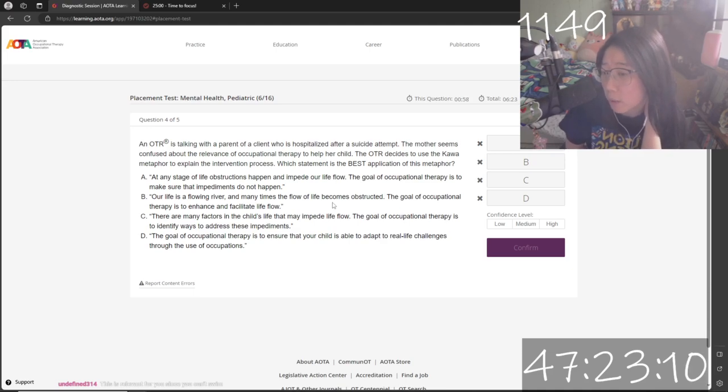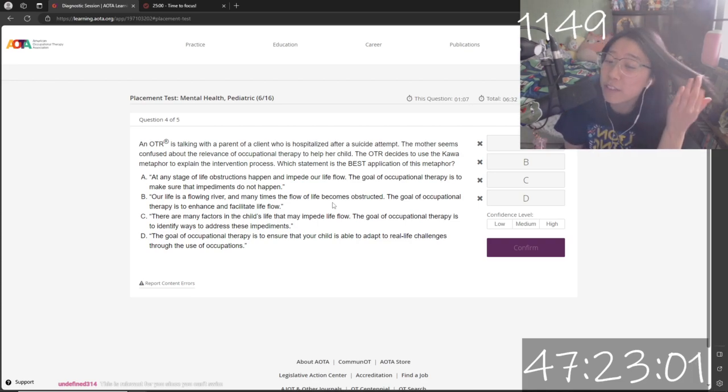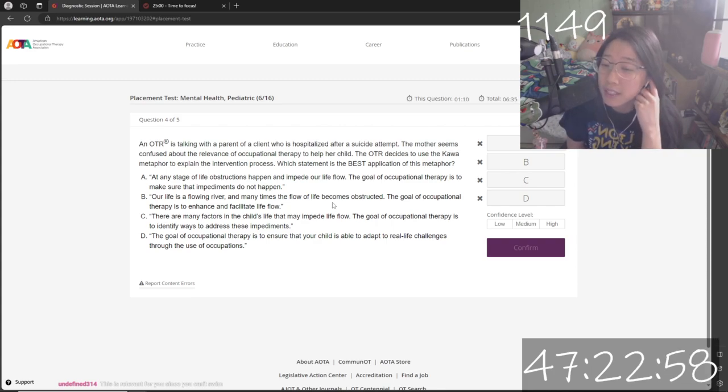At any stage of life, obstructions happen and impede our life flow. The goal of OT is to make sure impediments do not happen. Our life is like a flowing river, and I hate this question. And many times the flow of life becomes obstructed. The goal is to enhance and facilitate life flow. There are many factors in the child's life that may impede life flow. The goal is to identify ways to address these impediments. Ensure your child is able to adapt to real life challenges through the use of occupations.